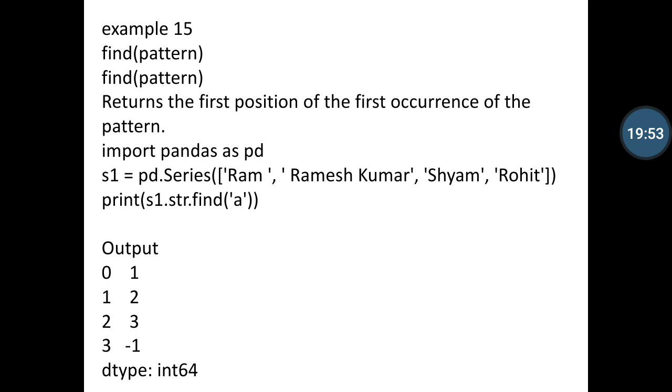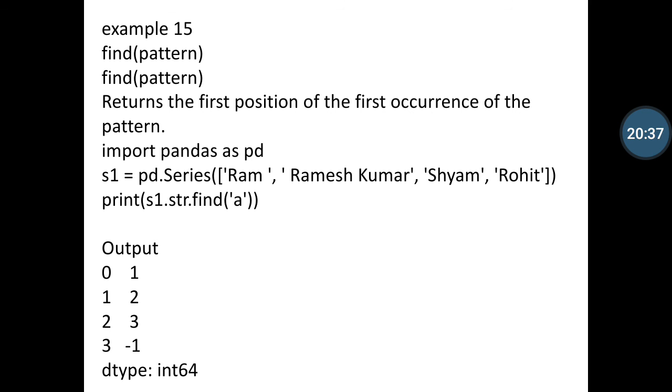And example number 15, the find pattern, which returns the first position of the first occurrence of the pattern. So I import the pandas library as pd and create a series s1 equal to pd.Series, containing Ram, Ramesh Kumar, Shyam and Rohit, and print the statement s1.str.find A. In this statement we just find the A values in our series.